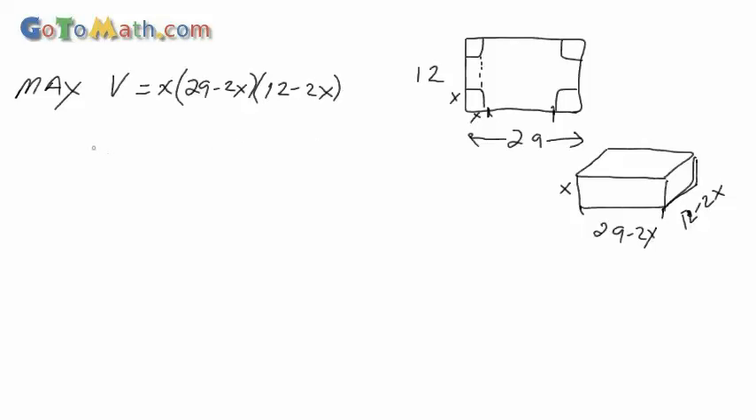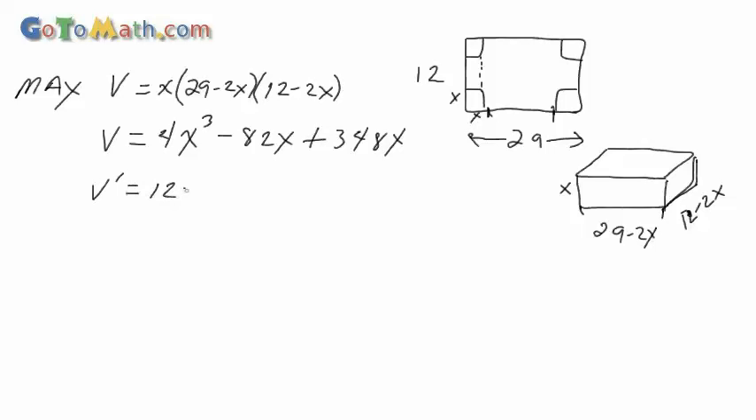We're trying to maximize volume, so we need to take the derivative of this, set it equal to 0, and so forth. I'm going to let you multiply all this out. When you expand it, multiply the x inside, then do the FOIL thing, we should get 4x cubed minus 82x squared plus 348x.